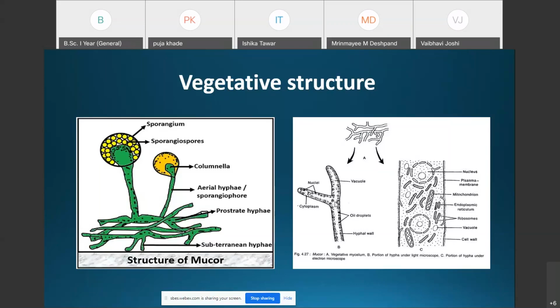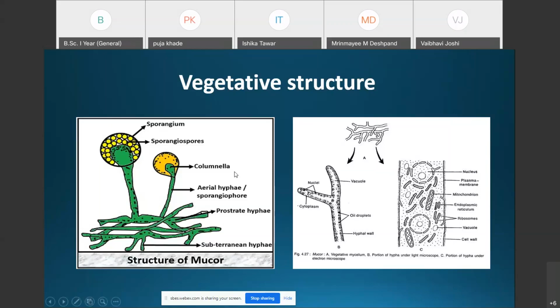Okay, and that mycelium forms a white, gray or brownish colored cottony growth on the substratum.